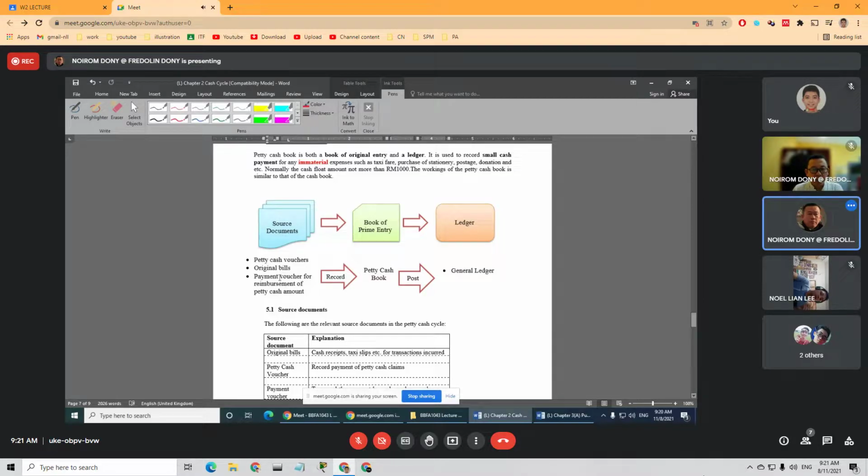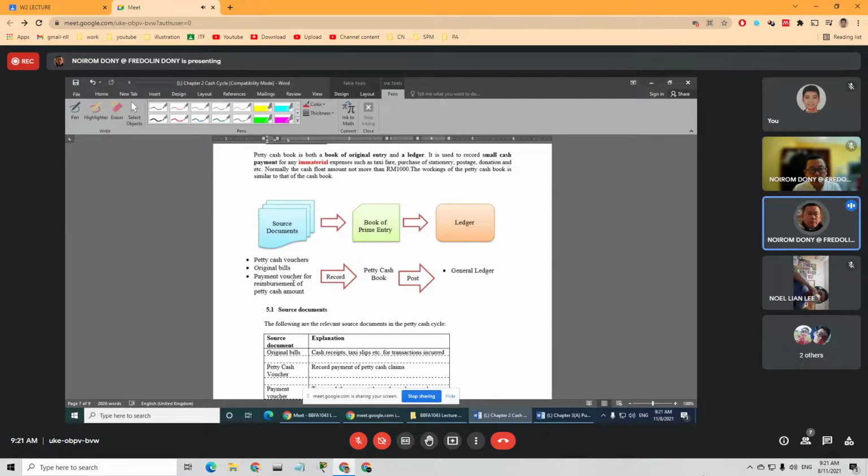And then a payment voucher for reimbursement of the petty cash amount. This is another payment voucher, which is to replenish the petty cash at the end of the month. After making all the petty cash payments, the money is of course reduced, isn't it?